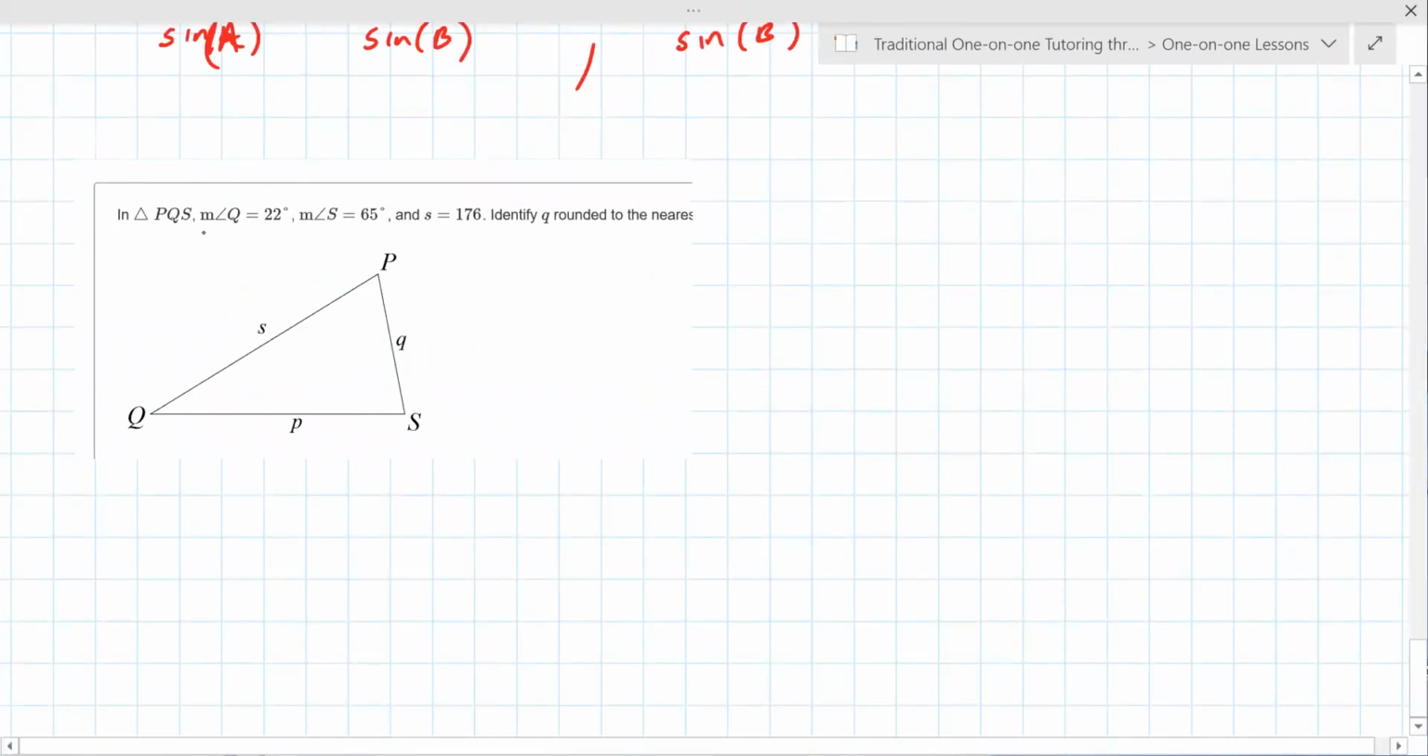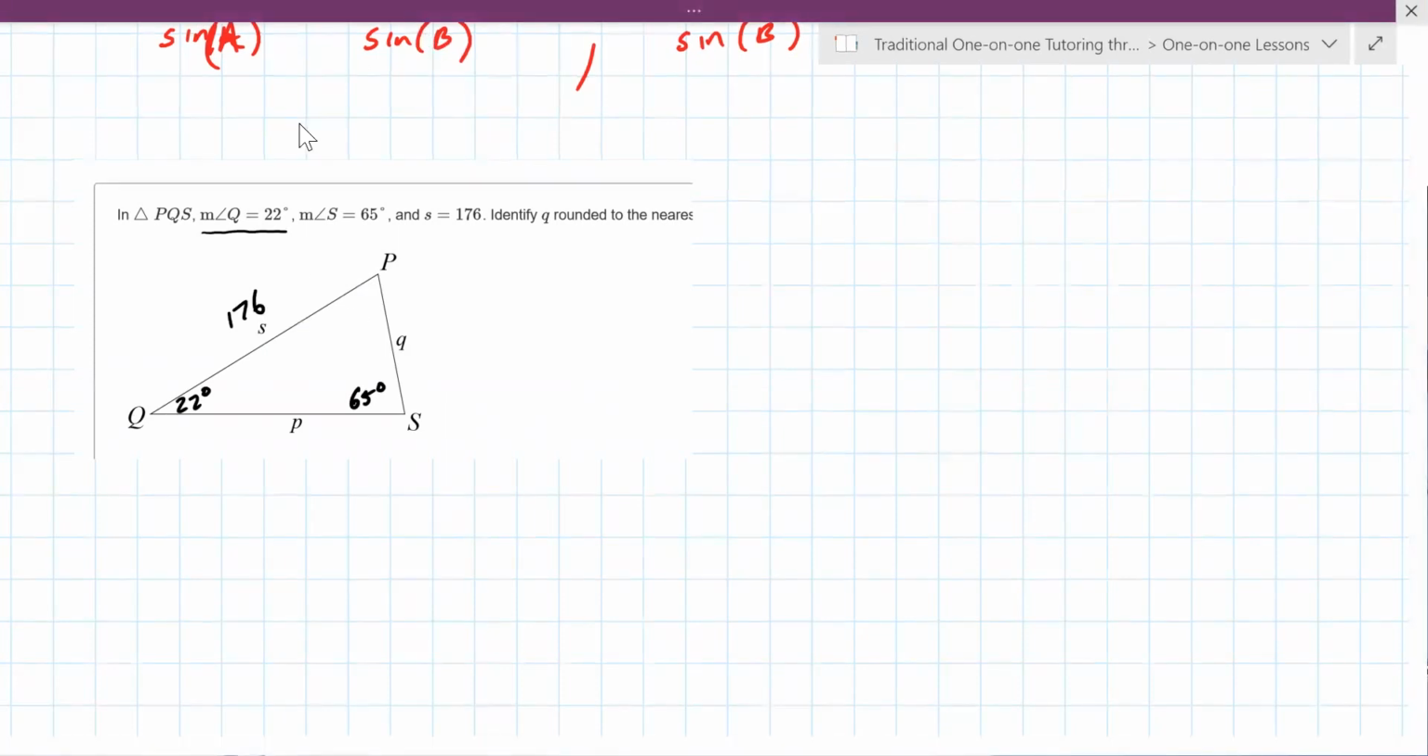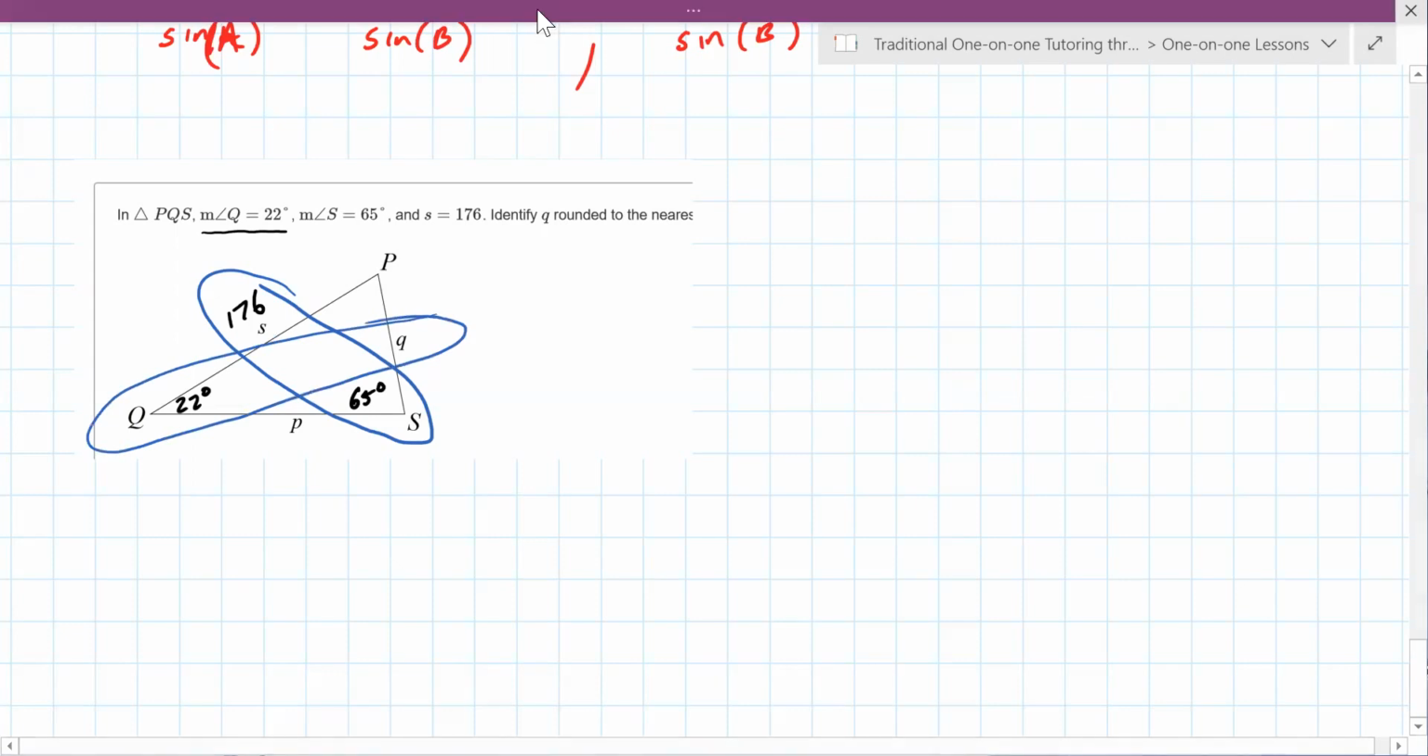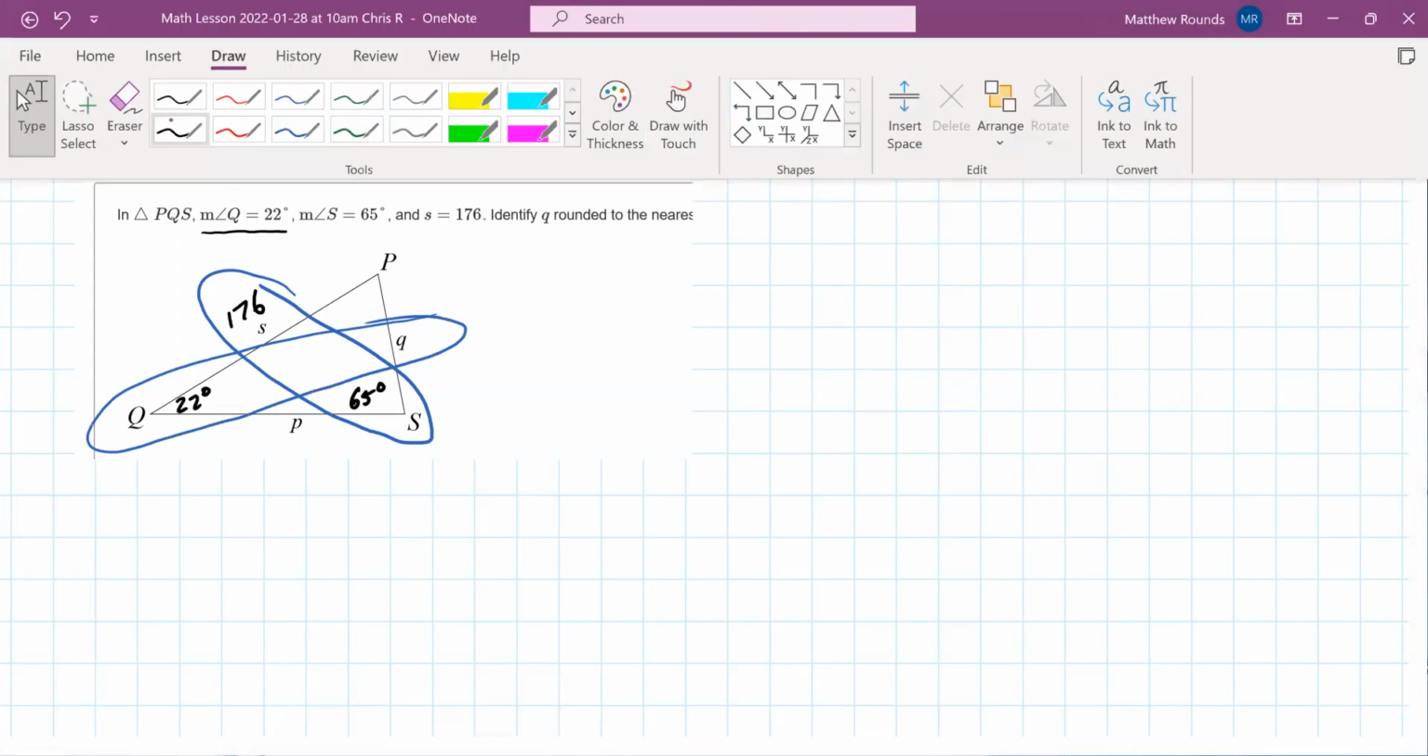So they give you information here. They tell you that this is 22 degrees. They tell you that this is 65 degrees. And they tell you that S is 176. So notice that they give you, I'll do it in blue here, they give you this as a pair. Do you see that? And Q is a pair with this one. Do you see that? It is, but the little q doesn't have a number. That's right, but we're going to use the law of sines.